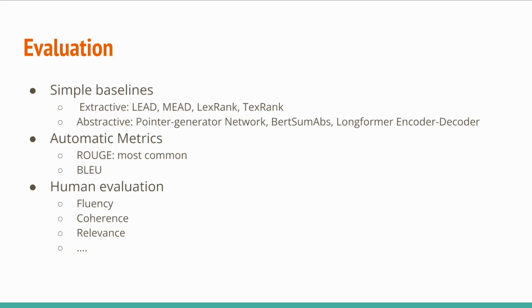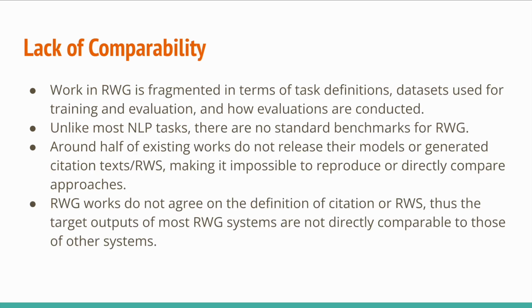In terms of evaluation, these are the frequently used simple baselines. For the automatic metrics, Rouge is the most commonly used metric, while fluency, coherence, and relevance are the most frequently used human evaluation metrics. Having reviewed the basic aspects of related work generation, let's discuss the lack of comparability issue.